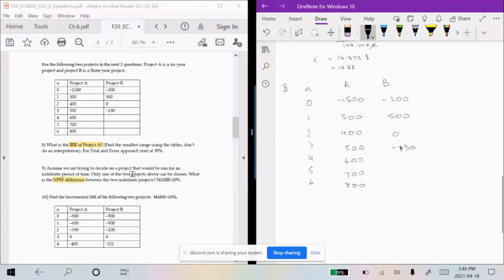Okay, so also they said that we're going to be deciding the project that would be run for an indefinite period of time. This is something we need to keep in mind. All right, I'll tell you about it in the calculations.